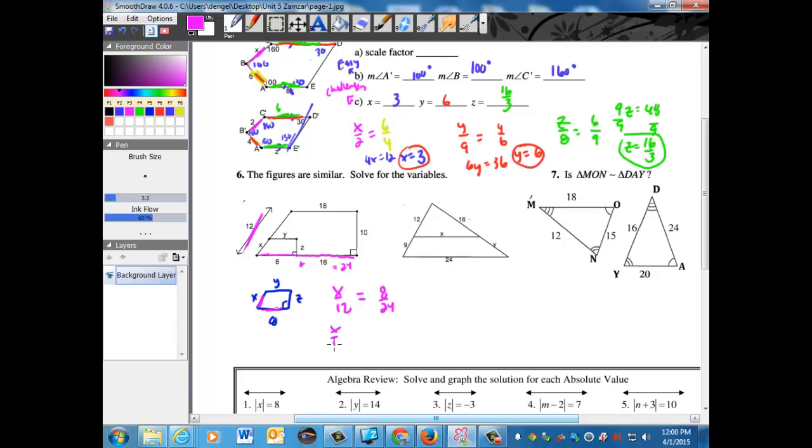Next, I'm going to reduce this fraction first. So x over 12 equals 1/3. And how did I get 1/3? Well, 8 over 24 reduces to 1/3. That gives me 3x is equal to 12, x equals 4.